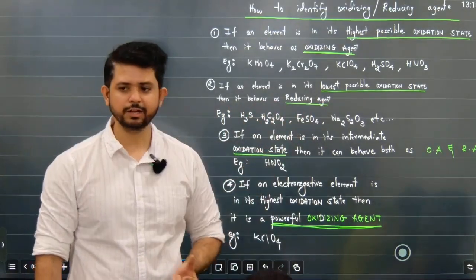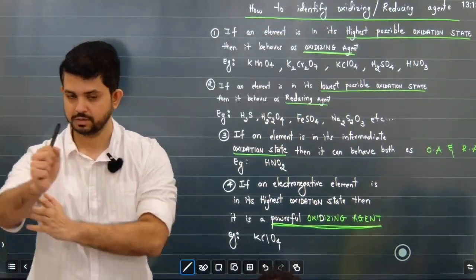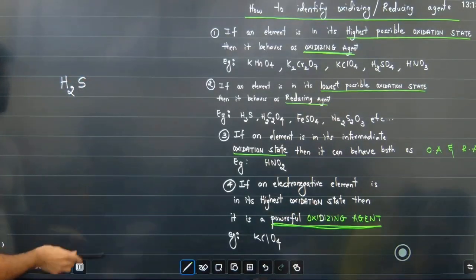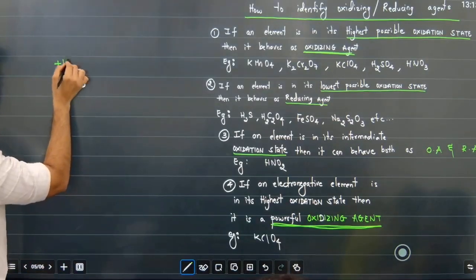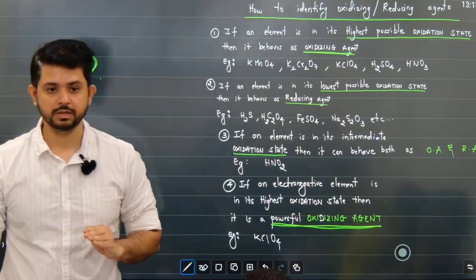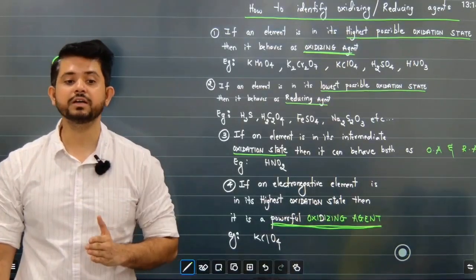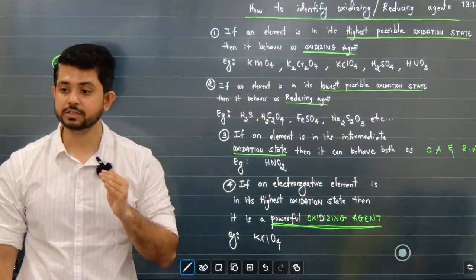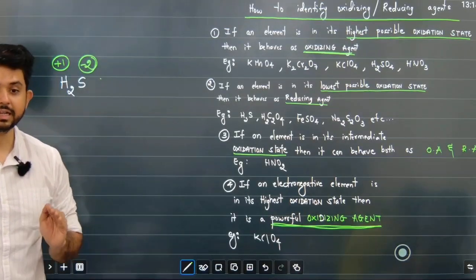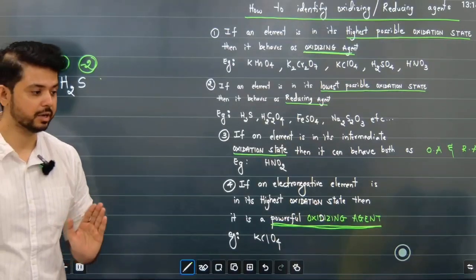Similarly, how do you identify a reducing agent? If the element is in its lowest oxidation state. What that means is, if I pick H2S, what's the charge on sulfur here? Hydrogen is +1, so sulfur is -2. That's its lowest. From here, sulfur will only want to give electrons, and hence it's a strong reducing agent. Wherever it can increase its oxidation number, it can behave like a reducing agent.